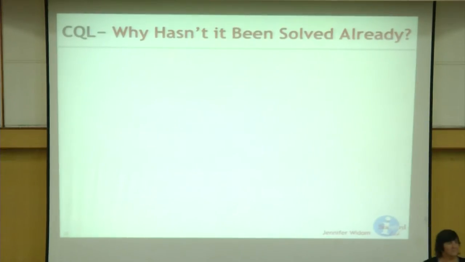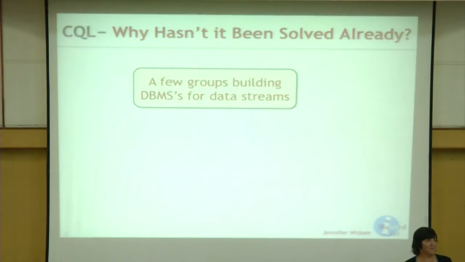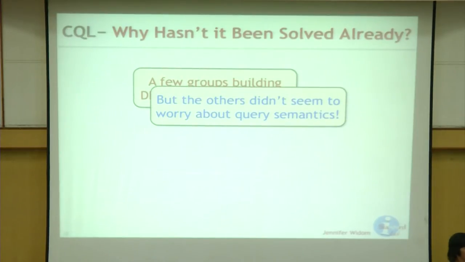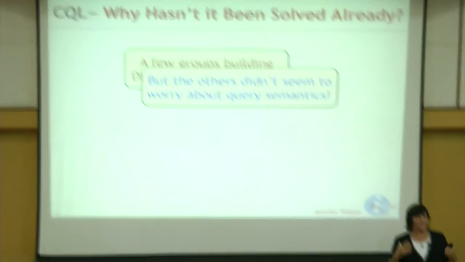Okay. So that should motivate why it's hard, I hope, and we're going to come back to that example. Then the question is why, at the time, why hadn't it been solved already? So at that time, there were actually a few groups who were building databases for data streams. I'm just going to say the others didn't seem to worry that much about query semantics. So I came from a programming languages background. I actually like to know what a query means before I implement it, where some of the other groups were just going more straight into the implementation. Okay, so now let's go into what our solution is. So the way we solved this problem, the philosophical way we solved it, was we decided to rely very heavily on the semantics of relational database systems.